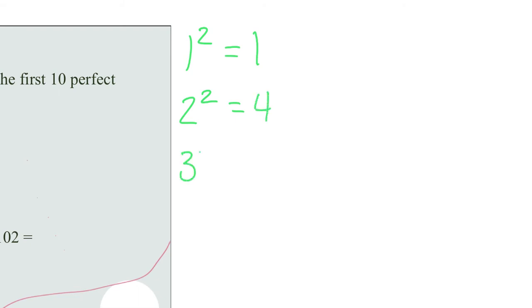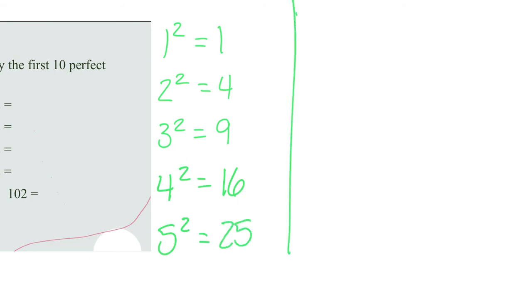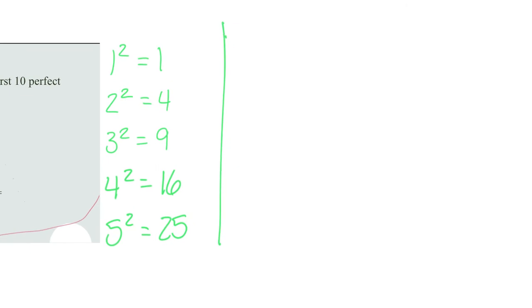Next one is 3 squared. Now remember, it's not 3 times 2. It's squaring that number, times it by itself. 3 times 3, we get 9. Then we're going to have 4 squared. And 4 times 4 gives us 16. 5 squared. 5 times 5 gives me 25. So there's your first 5. Let's move on to the next 5.